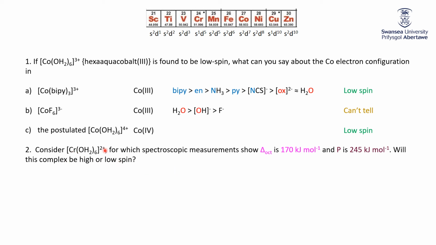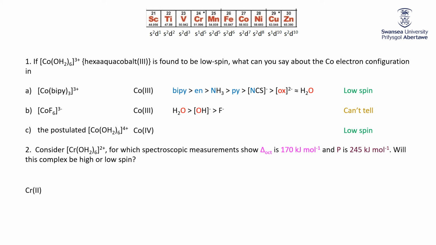Well, chromium 2+ is a fairly low oxidation state, so that could be high or low. Water is a medium range ligand, so that could be high or low. So we couldn't really tell ordinarily, but we can look at these actual values and think about it.